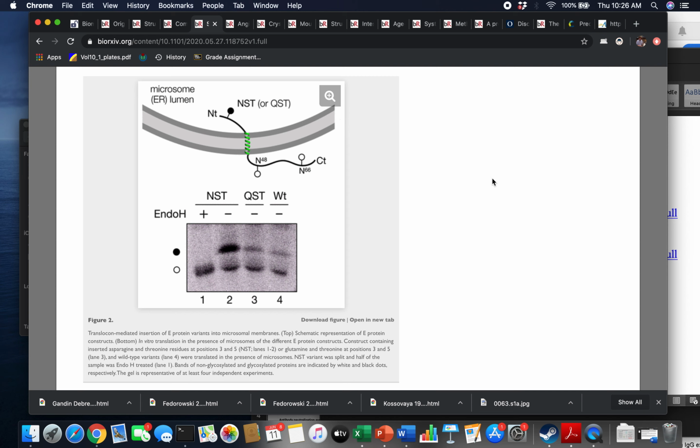This is looking at which end is up in the E protein, which, weird though it seems, has been a subject of some controversy in the past.